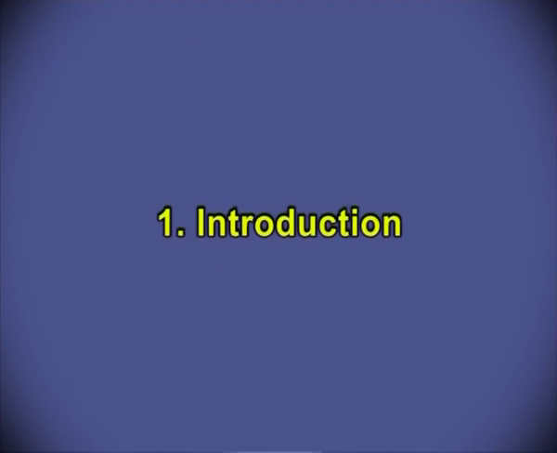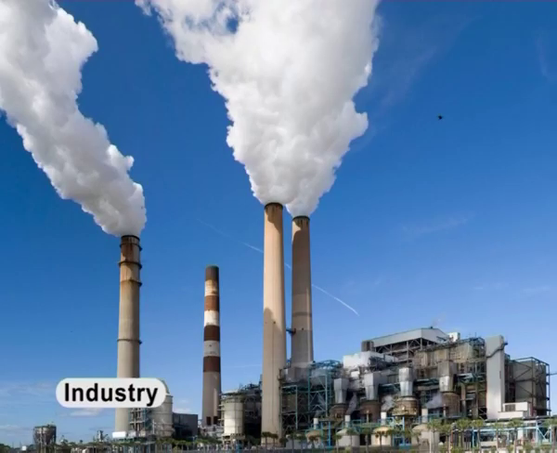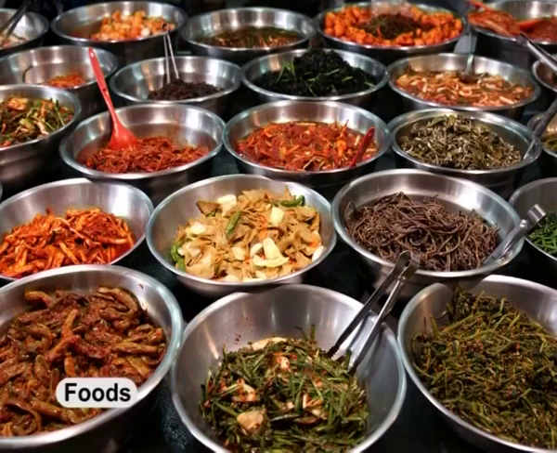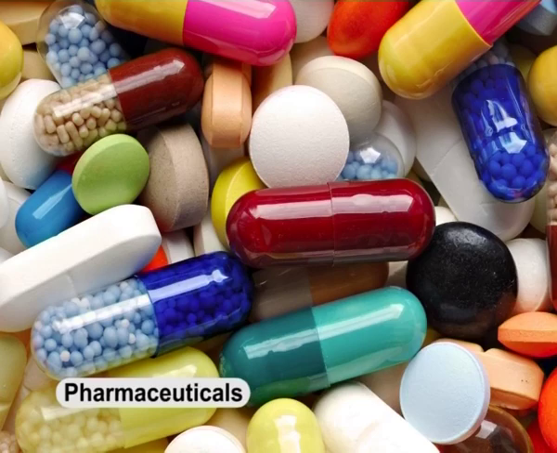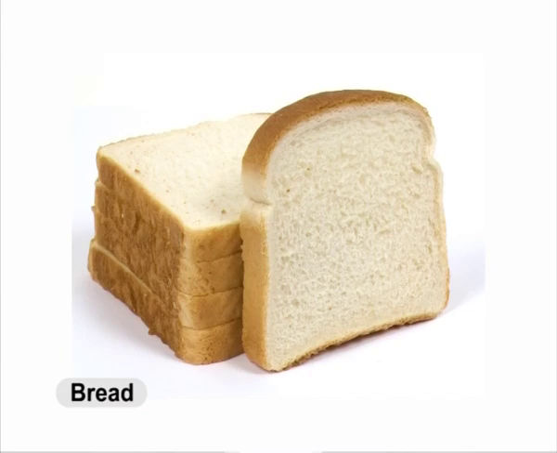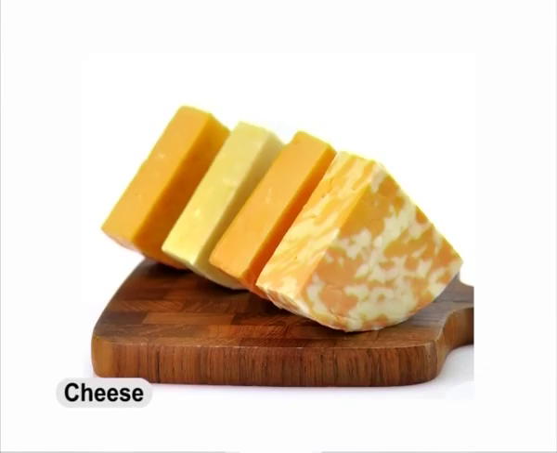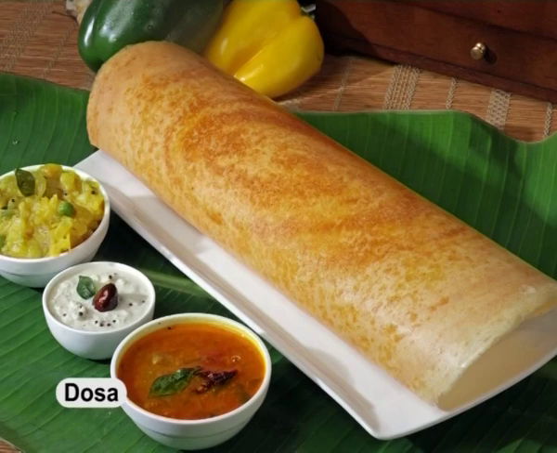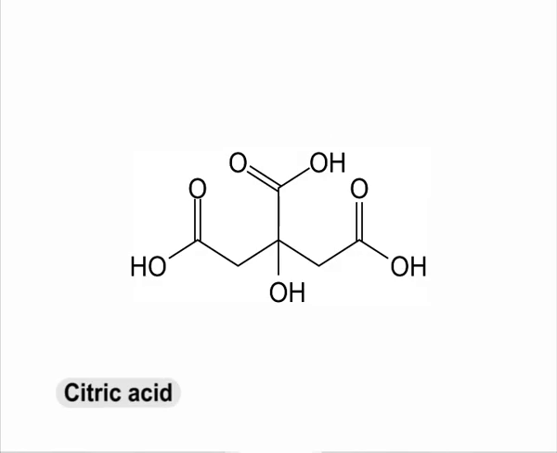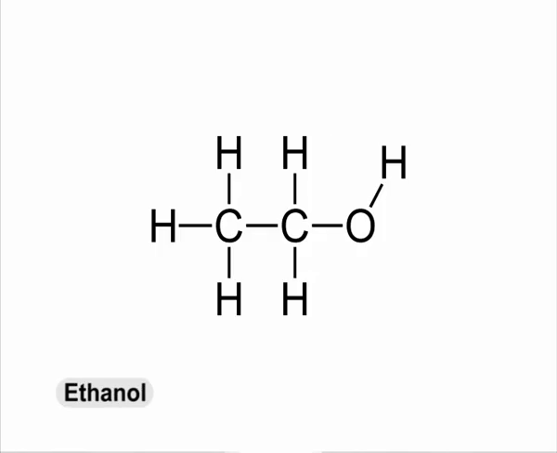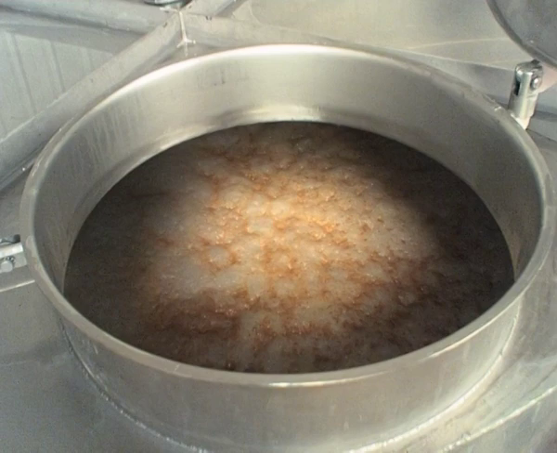Coming to introduction. Fermentation is a widely used process in industry as well as in the production of many foods, beverages and pharmaceuticals. Ancient fermented foods such as making bread, wine, cheese, curds, idli, dosa, etc. were produced from the fermentation process. Some commodity chemicals such as acetic acid, citric acid and ethanol are made by fermentation.